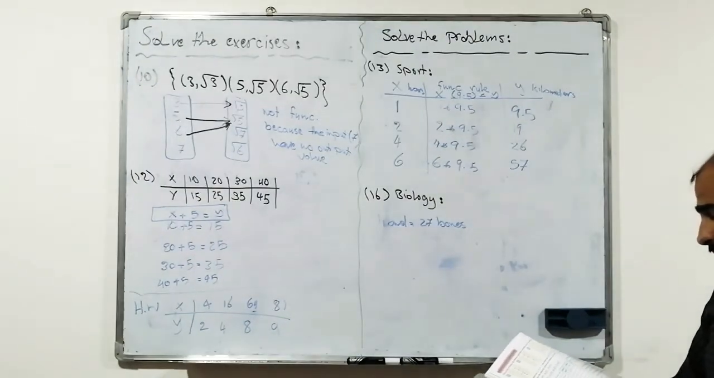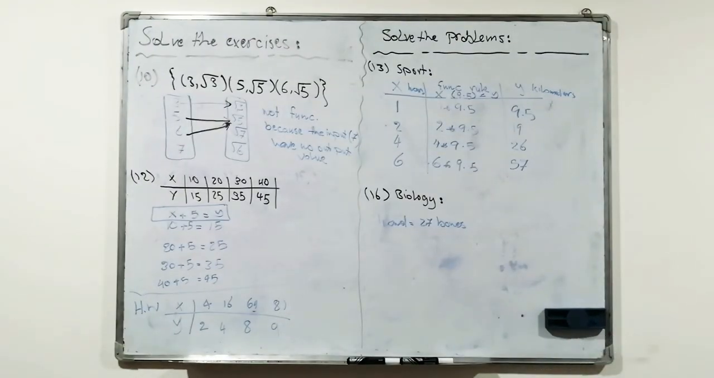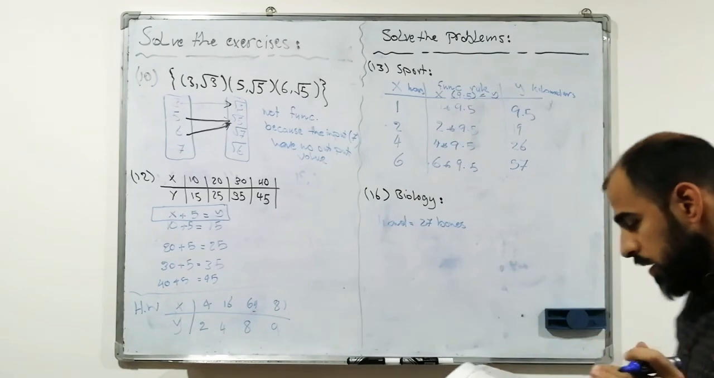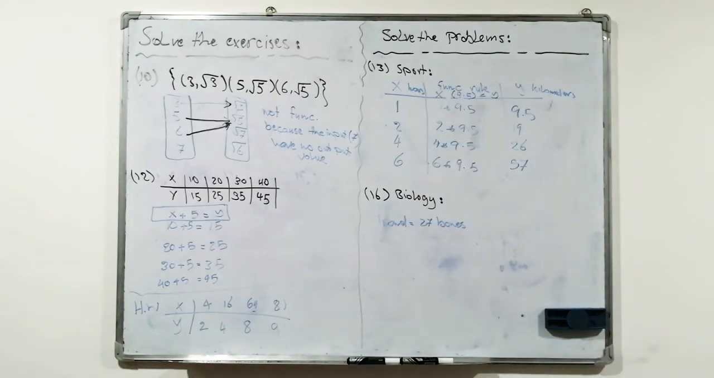The number of metacarpals bones is less than the number of phalanges bones by 9 bones.